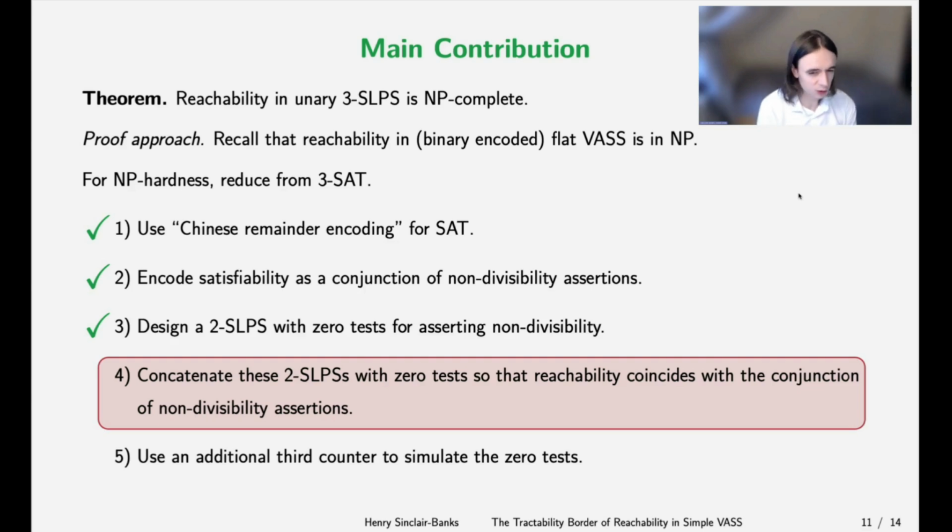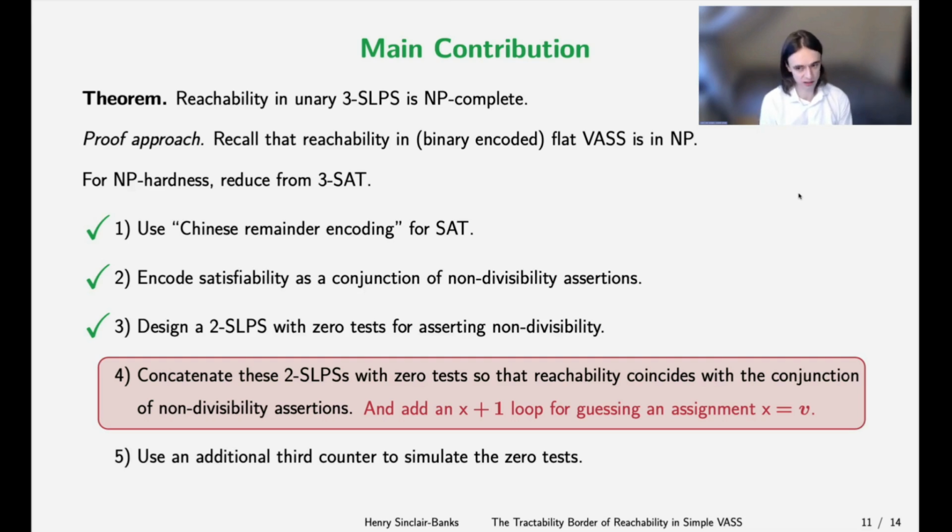And notice we also do need to add a little self loop at the very start of the gadget to allow X to have a guessed assignment, some value V that's natural. There's no bound on this value, so we can just have a loop that just adds 1 to X and does not change the second counter.